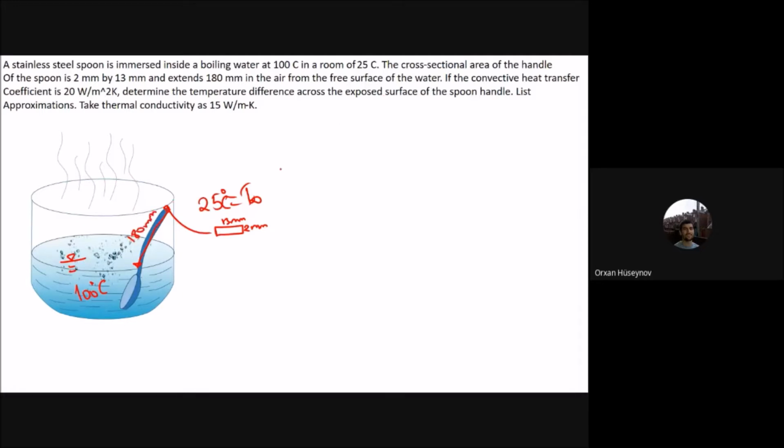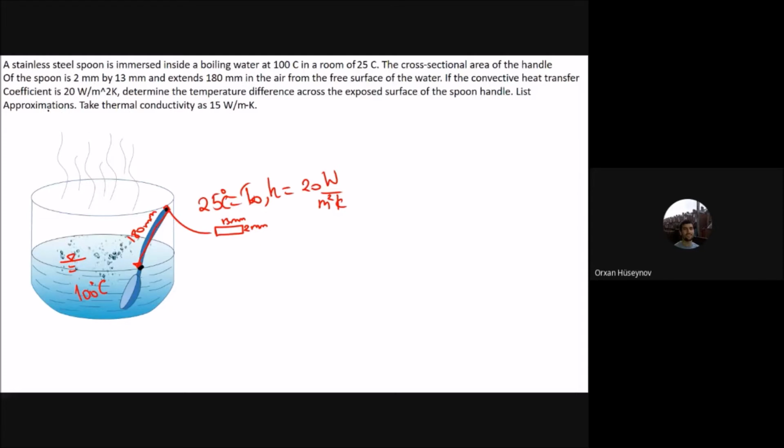If the convective heat transfer coefficient inside the room is 20 watts per meter square Kelvin, this is actually a combined heat transfer coefficient. It combines radiation and the convection together. Determine the temperature difference across the exposed surface of the spoon handle. So it says to find the temperature difference here and at that point. Between these 2 points, what's the temperature difference?